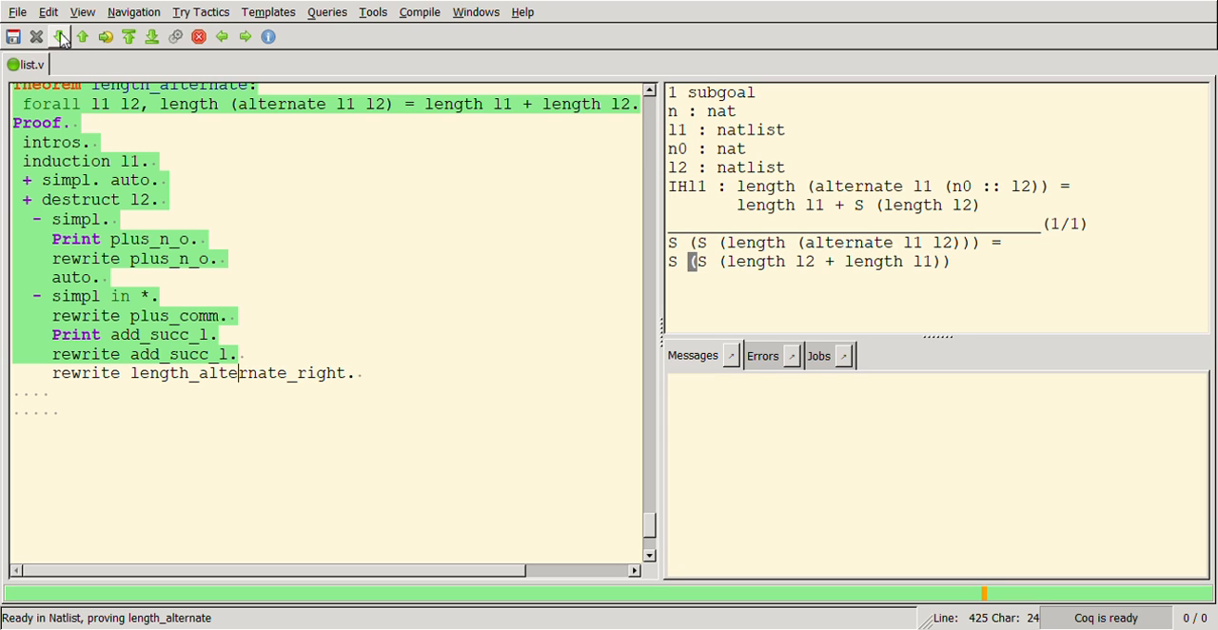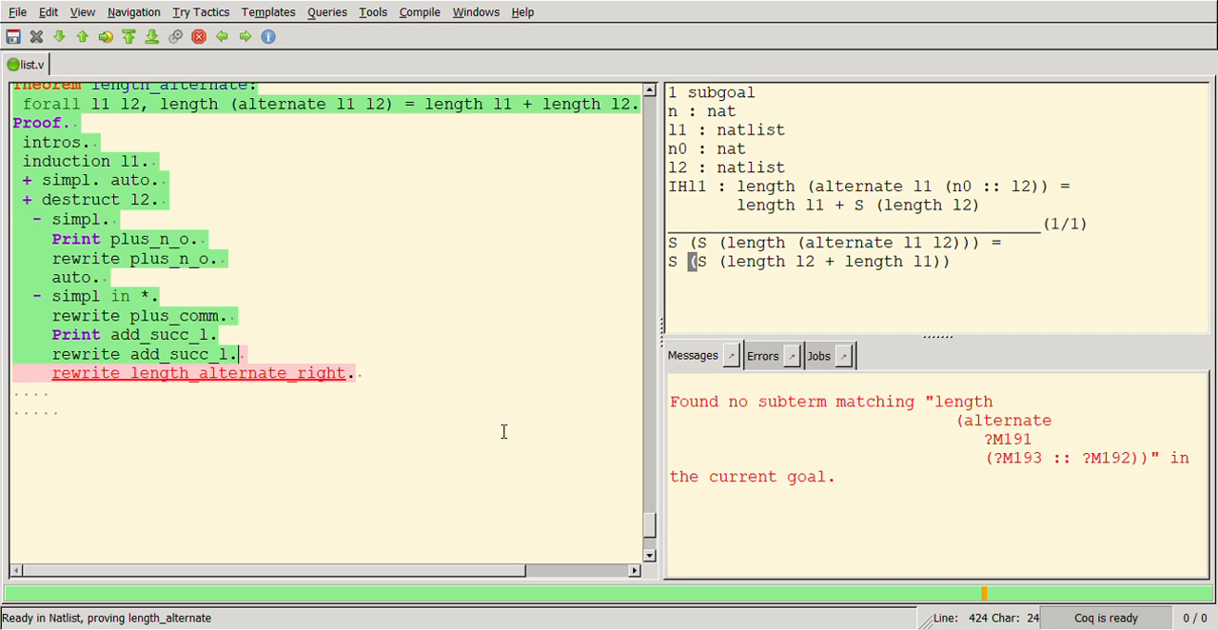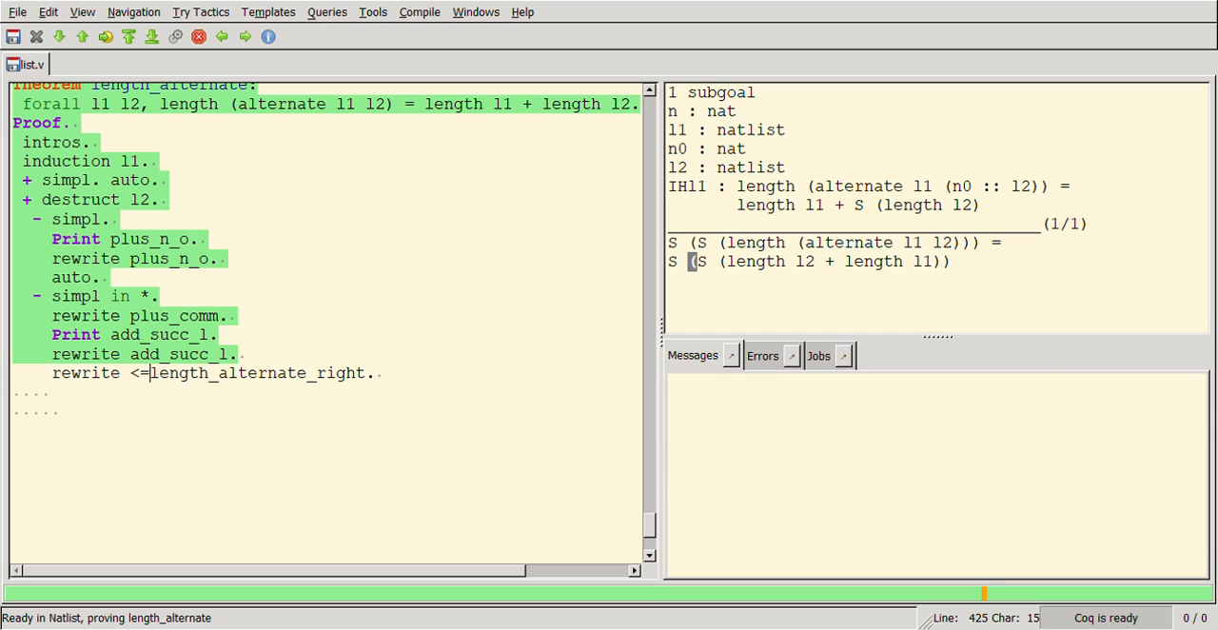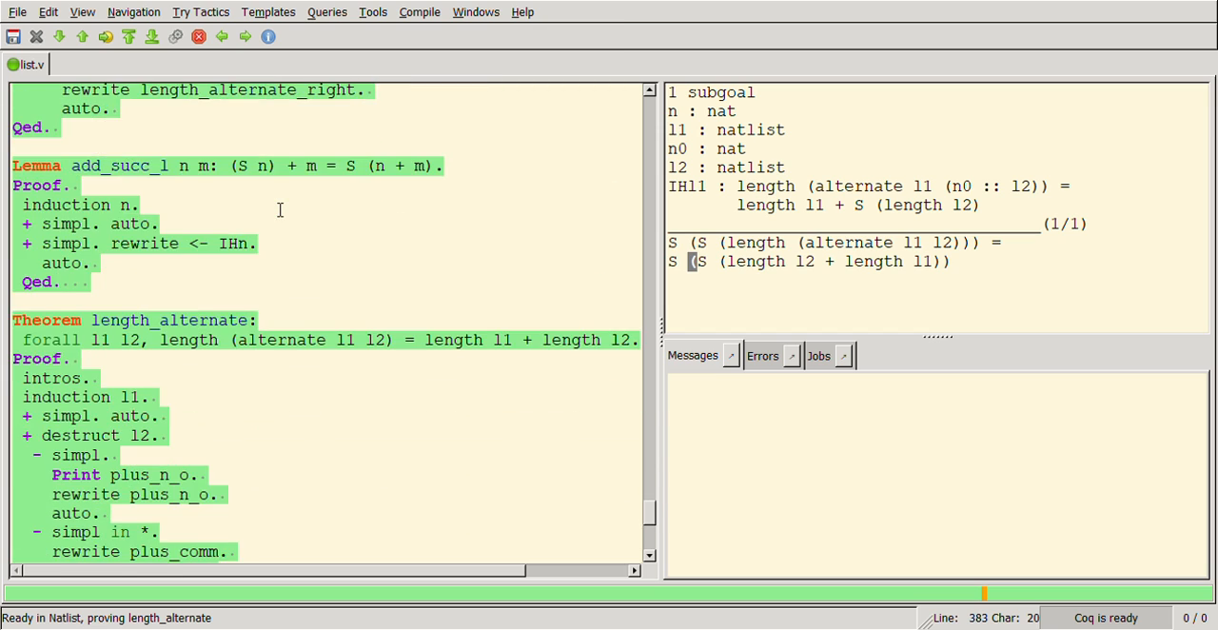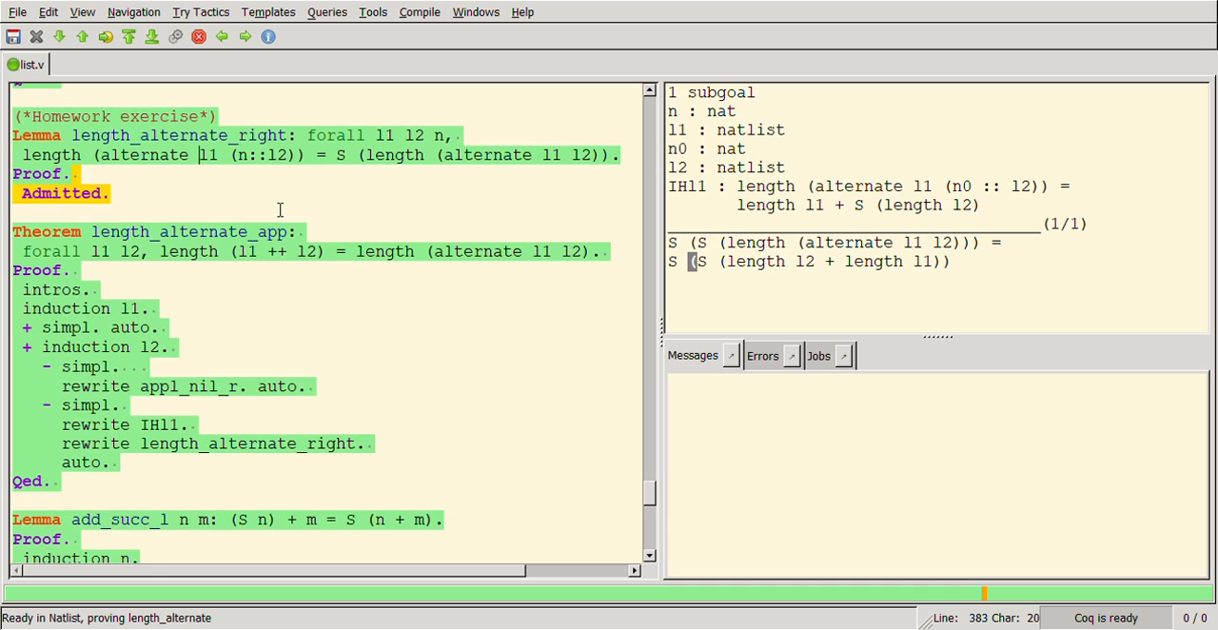Okay, so I just compile it. Again, it gives an error. I think the problem is that we have to rewrite it in the opposite direction. Why? Because this n is not here. We have alternate L1 L2 here, but we have a different form on the other side.